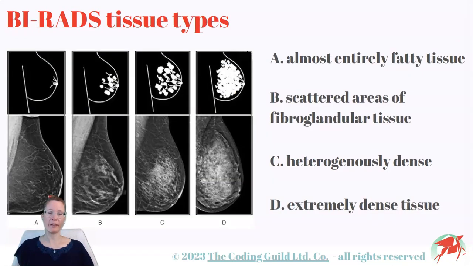Type A for breasts consisting of almost entirely fatty tissue, B if there are scattered areas of fibroglandular tissue present, C for heterogeneously dense breasts, and D for extremely dense breasts.